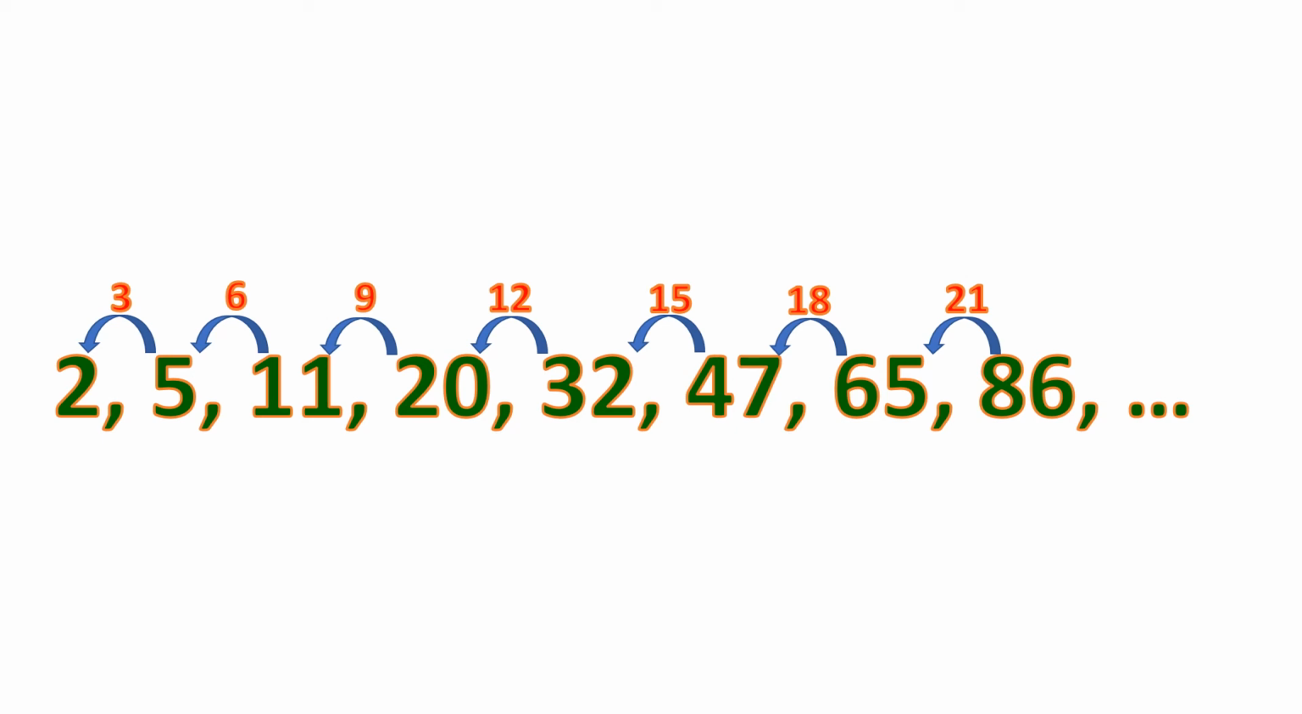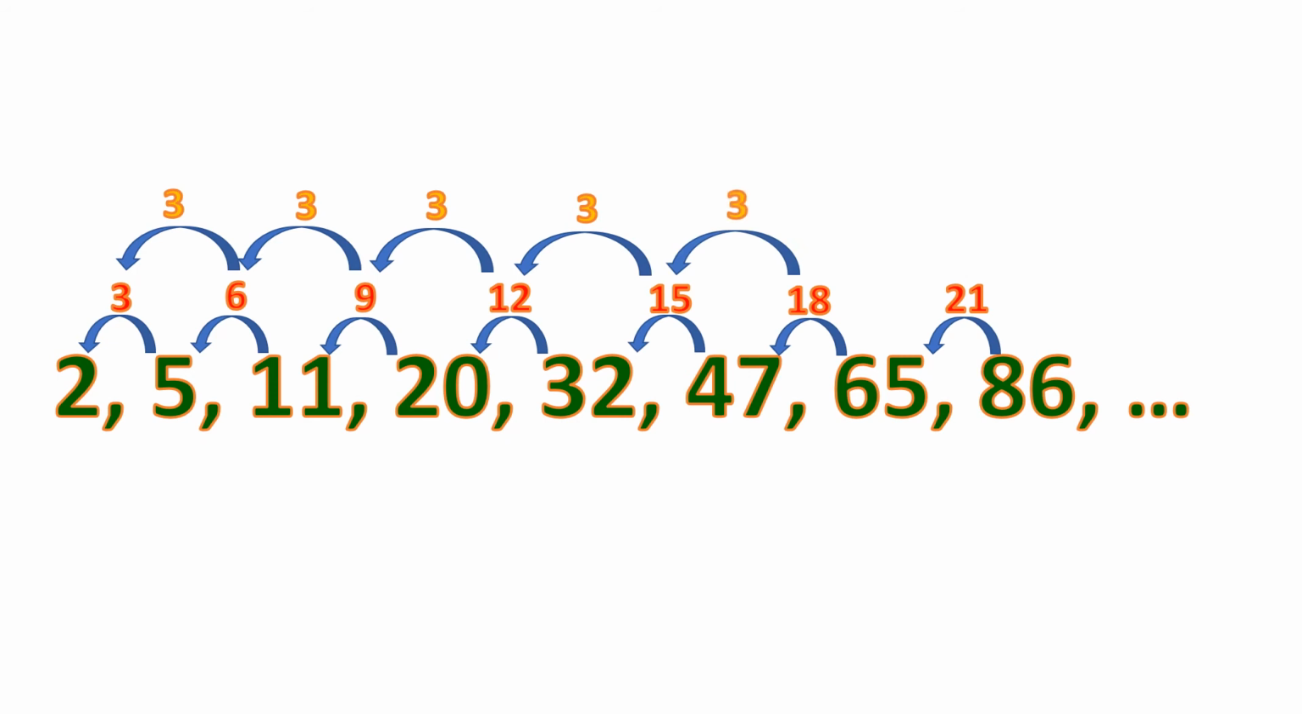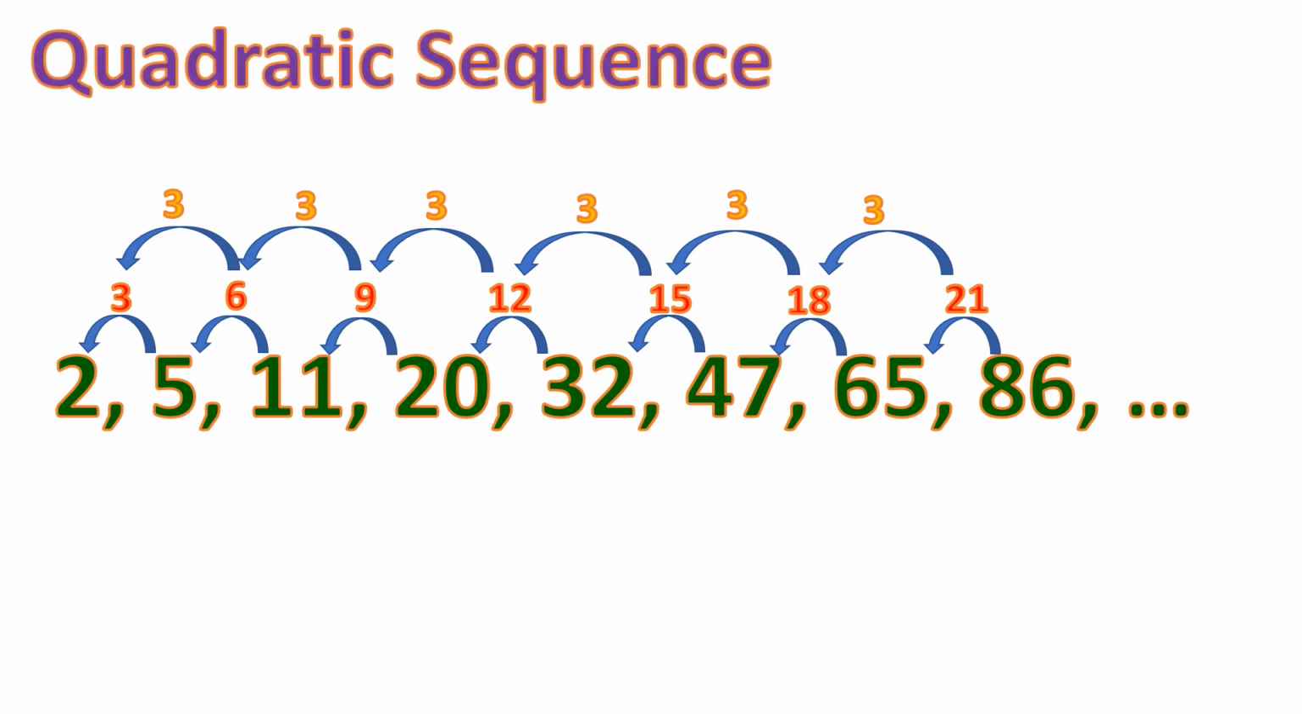But then on the differences, if we're going to subtract the differences, we have 6 minus 3 is 3, 9 minus 6 is 3, 12 minus 9 is 3, 15 minus 12 is 3, 18 minus 15 is 3, 21 minus 18 is 3, and so on. So as you can see, there is a common difference of the differences. And this sequence is what you call quadratic sequence.